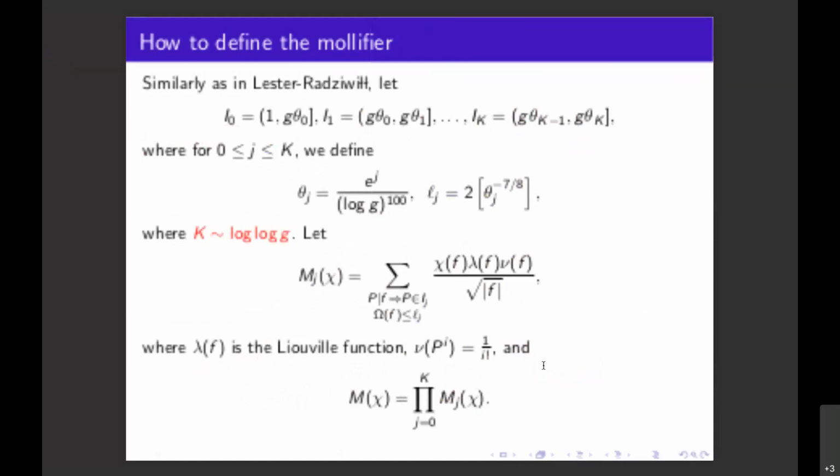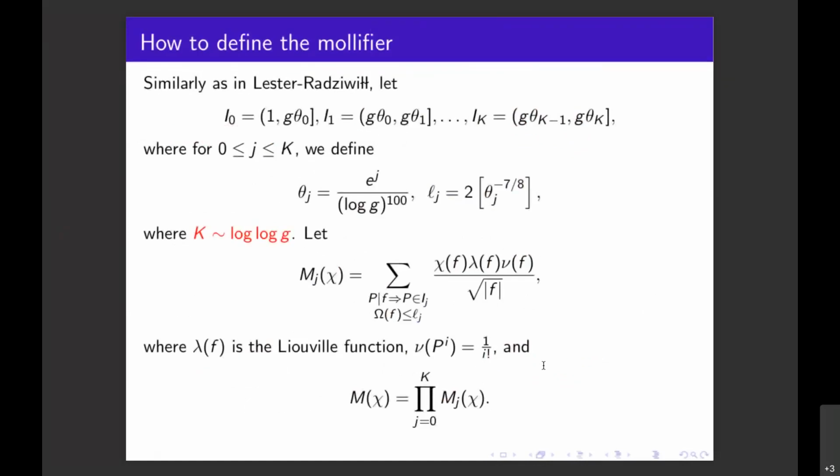So then how do we define the mollifier? We do it similarly as Lester and Radziwill did for the family of quadratic twists of modular forms.